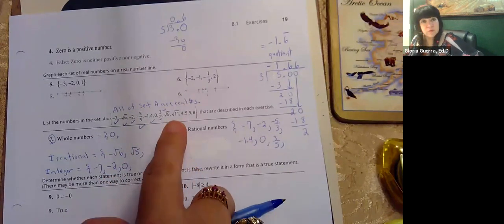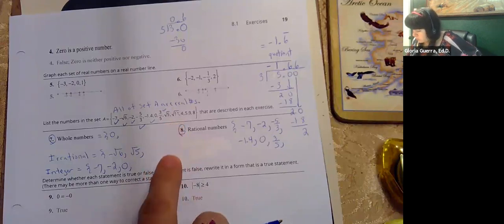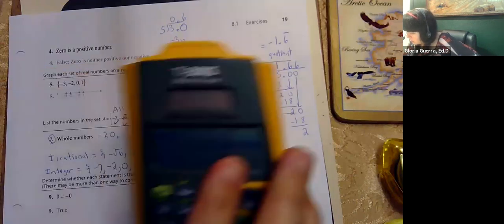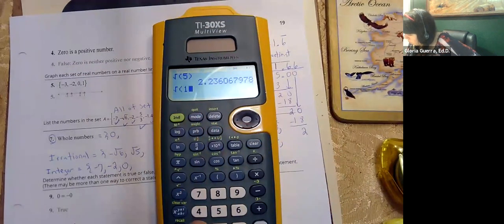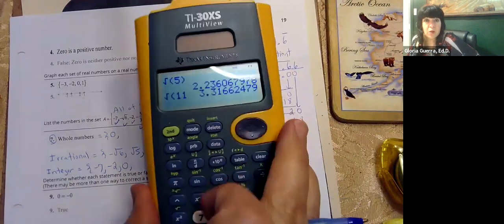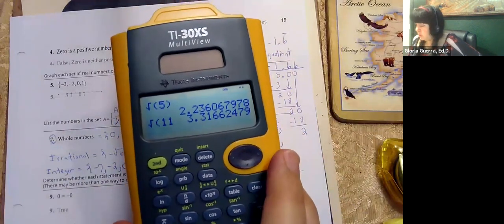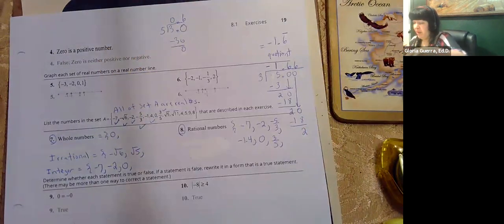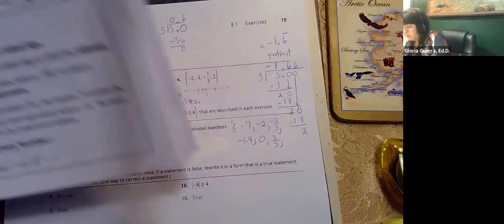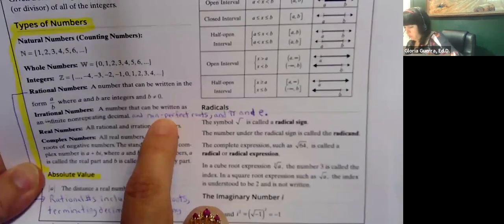Also the square root of 11 is going to be irrational. Let me show you that. Second, square root of 11. See that? It's not a perfect root. So non-perfect roots are irrational.